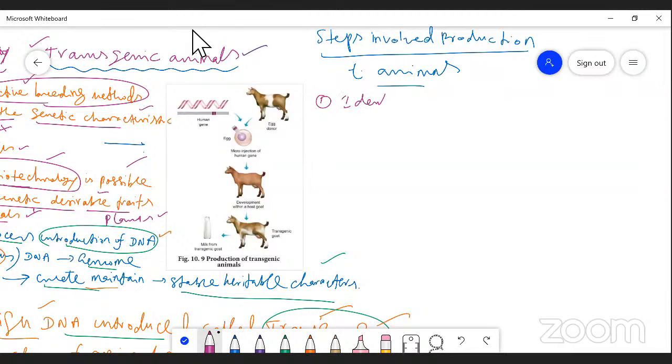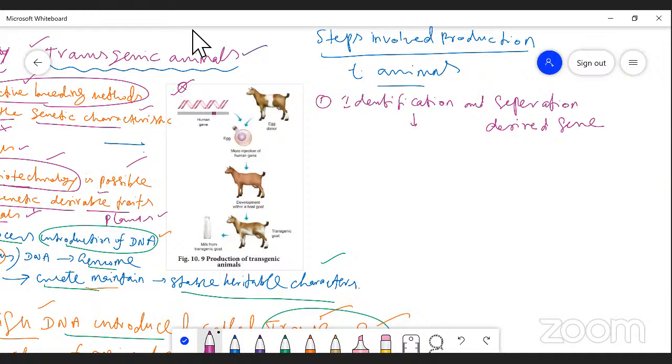Identification. What is it called? Identification and also separation. Identify the gene and separate the desired gene. A healthy gene. The first step involved for production of transgenic animals is identification of the gene and also separation of the gene. What type of gene? A healthier gene. That is called the desired gene.